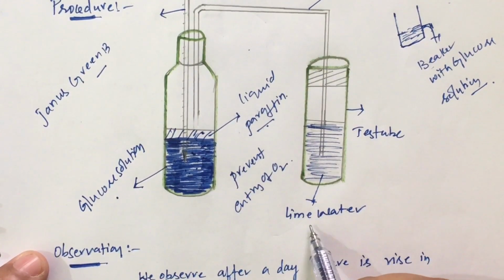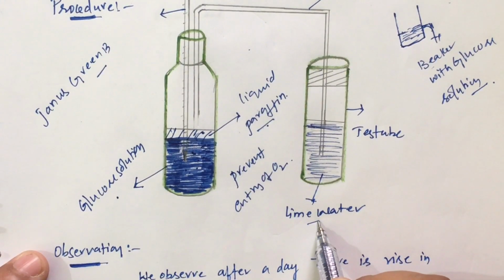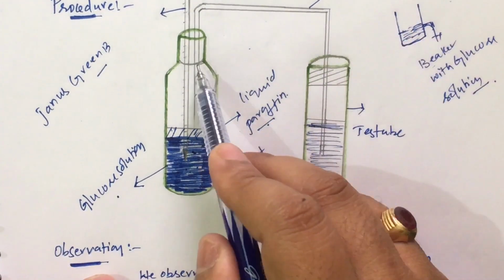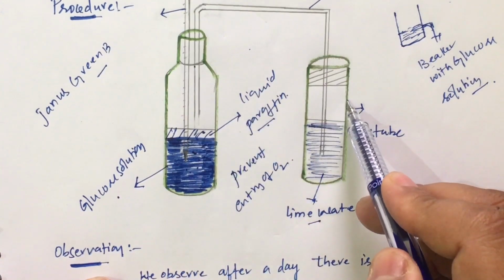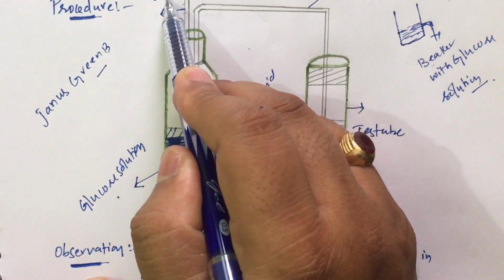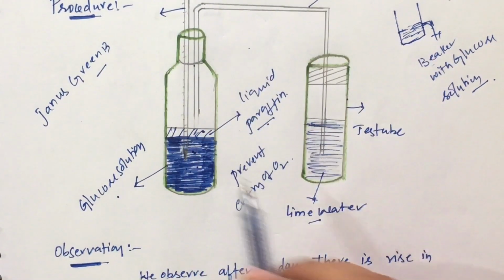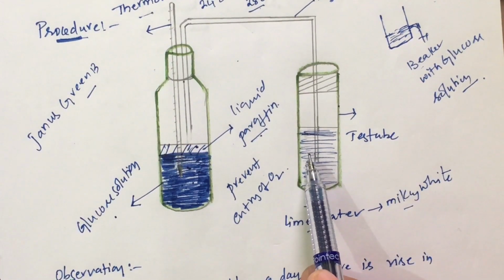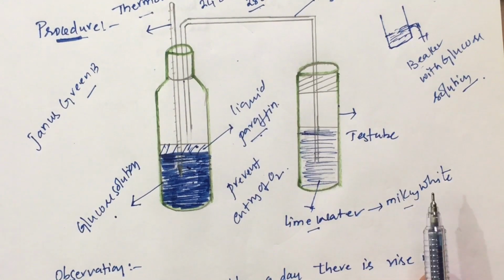Now take lime water in the test tube. Now arrange a delivery tube from the glucose solution to the test tube, arrange a thermometer and note down the initial temperature of the thermometer. Leave this entire setup for a day and observe what changes generally occur.